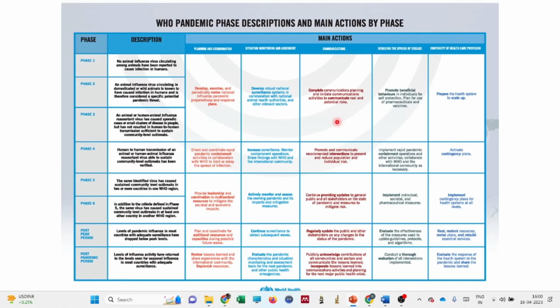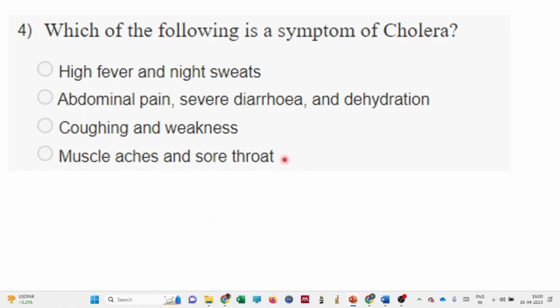So this is how the WHO, the World Health Organization, talks about the pandemic phase descriptions and main actions by phase. You can find all of this on the WHO website as well. So we'll move on to the next question.